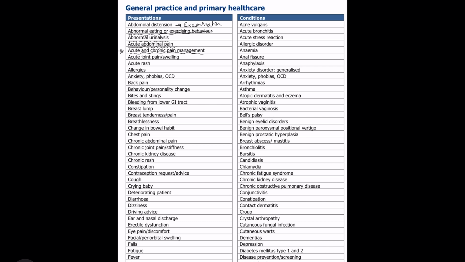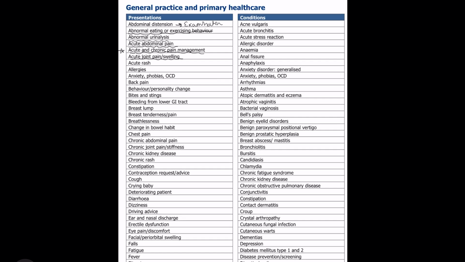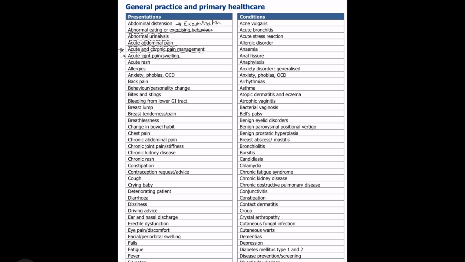Remember, it can come in the form where at the start of the consultation the patient will be in severe pain and say, doctor, I cannot continue the discussion until you relieve my pain. So you need to give the patient painkillers to relieve the pain and then continue the conversation. Acute joint pain and swelling is from rheumatology. It can be due to a number of causes involving rheumatology.